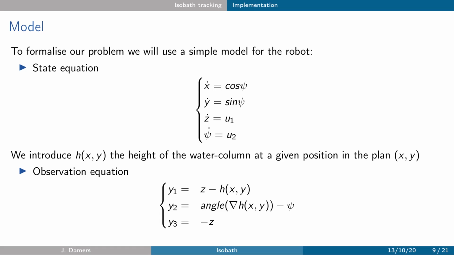And thanks to its sensors, the robot is able to observe some things. So first y1, which is the altitude of the robot over ground, which is depth minus water column height. We also have the gradients of the water column height and the yaw of the robot, and we can have the angle between those two, and then the robot depth.